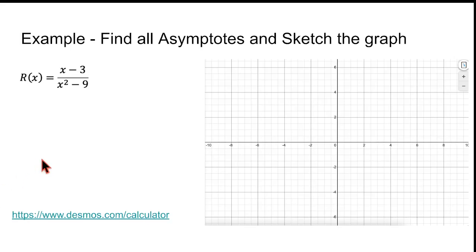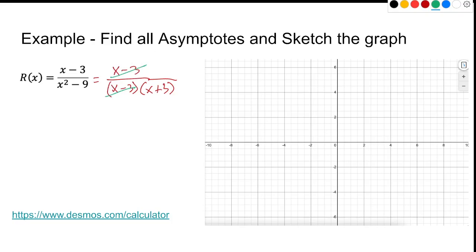So let's come back to this function that we started with. We've already seen it has a hole in the graph, so we've examined that. Let's keep moving forward with this. It is x minus 3 over x minus 3, x plus 3. So we can analyze that. That simplifies down to being 1 over x plus 3.